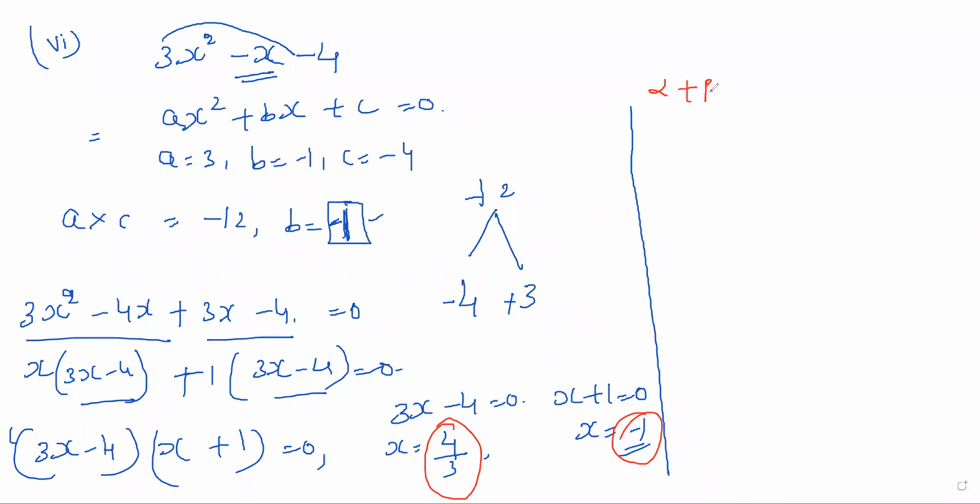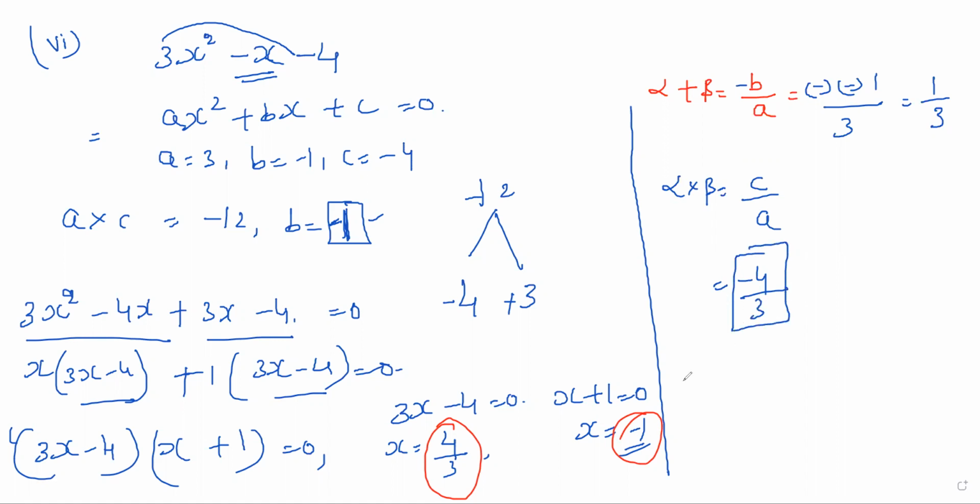And what is alpha plus beta? Alpha plus beta is equal to, sorry, minus b by a. What is b? Write minus as it is. B is minus 1, a is 3. So minus into minus is plus. So answer is 1 by 3. Now alpha into beta is equal to c by a. What is c here? Minus 4. A is 3. Right now, children. So alpha plus beta is 1 by 3. Alpha into beta is minus 4 by 3.